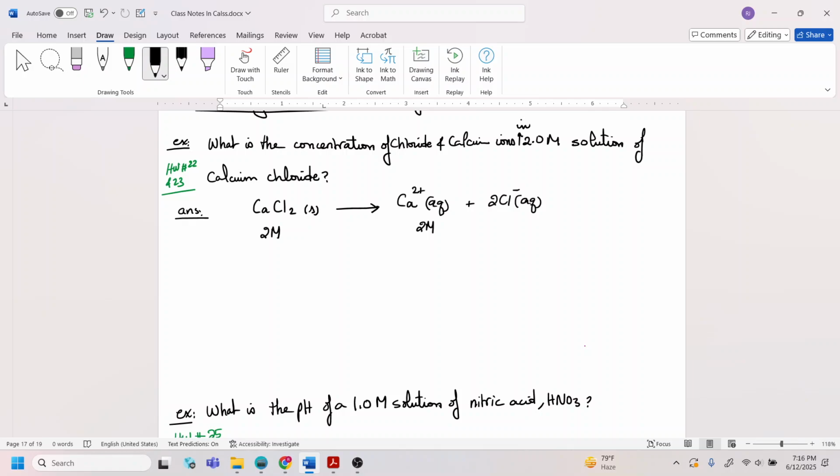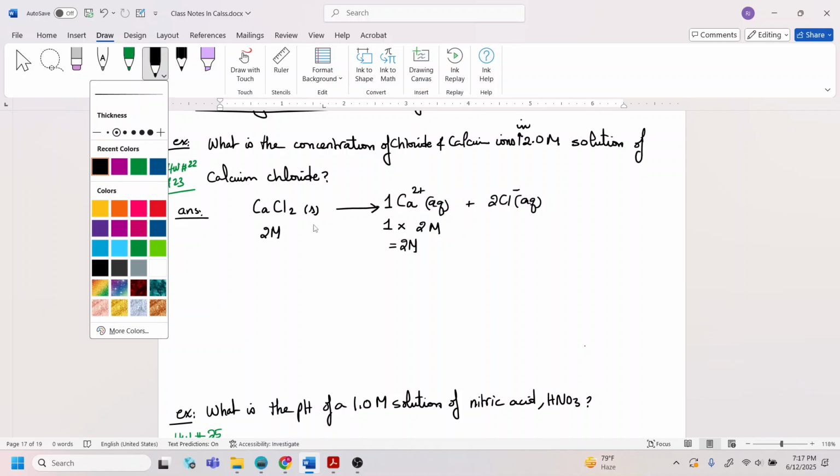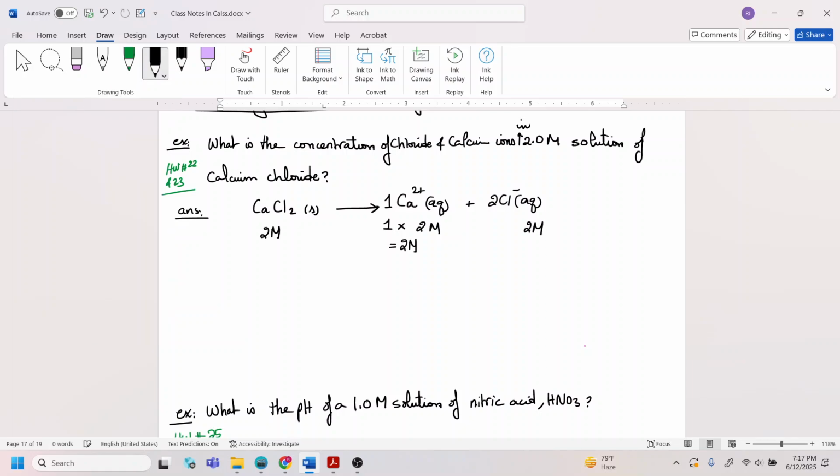And I do have 1 calcium ion, so 1 mole of calcium ion. So I'm just going to multiply the 1 mole times the 2 molar. This is 2 molar calcium ion. And I know now the concentration of the Ca2+ is going to be 2 molar once this dissociates. Now, for the Cl-, the original solution is 2 molar. You multiply this by how many moles do you have of this ion?